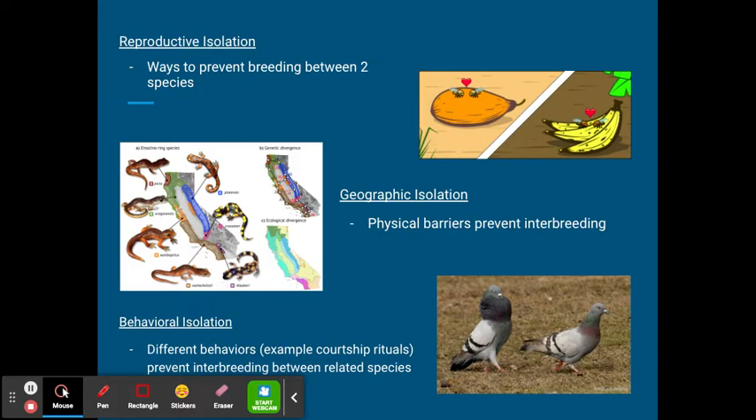And then the last one is going to be behavioral isolation. These are different behaviors that prevent interbreeding between species. This really has to do with birds. Birds do different types of dances and rituals in order to find a mate. All 3 of these are examples of reproductive barriers.